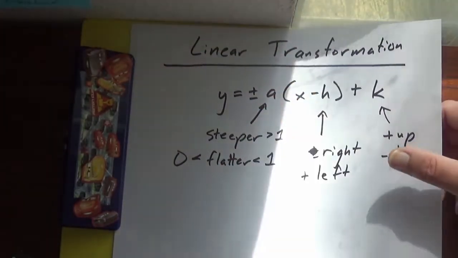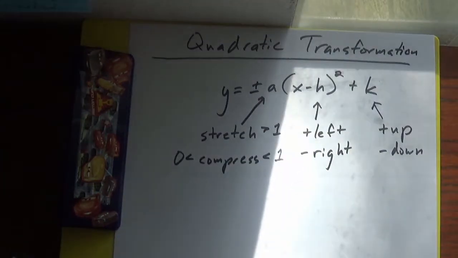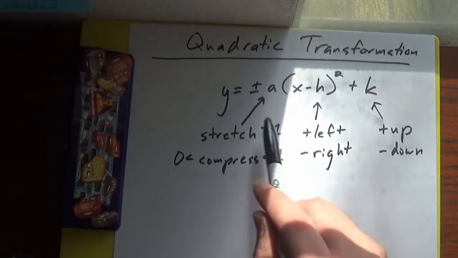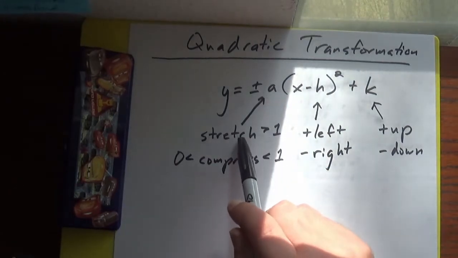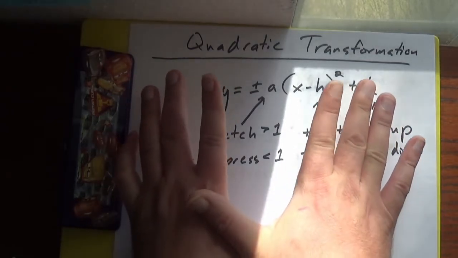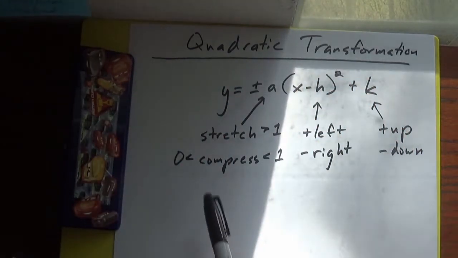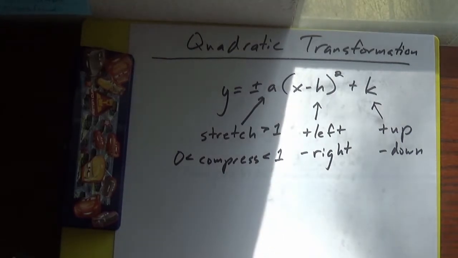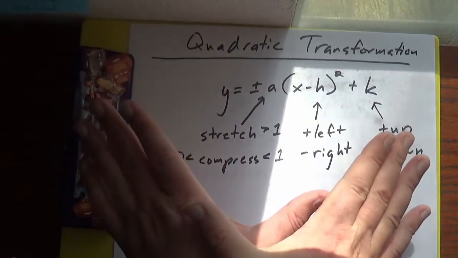And now on to quadratics. A is going to, if it's bigger than 1, it's going to stretch it. So that means it's going to become skinnier and go up faster. If it's between 0 and 1, it's going to compress it, so it becomes fatter and wider.